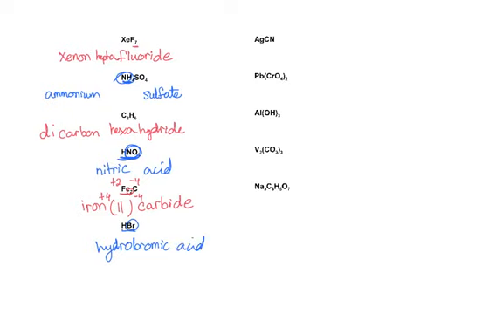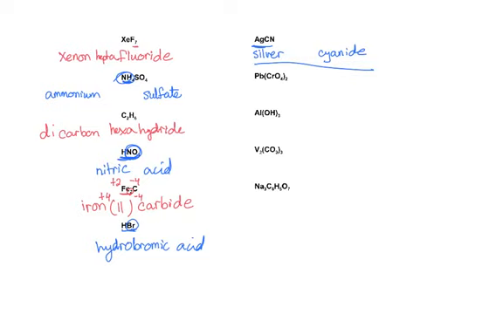Next one is AgCN. So first one is silver. CN is cyanide. It's a polyatomic ion. This is ionic. But you don't need parentheses if it's aluminum, zinc, or silver, or group 1 or group 2. This is silver. So that's just this. Silver cyanide.